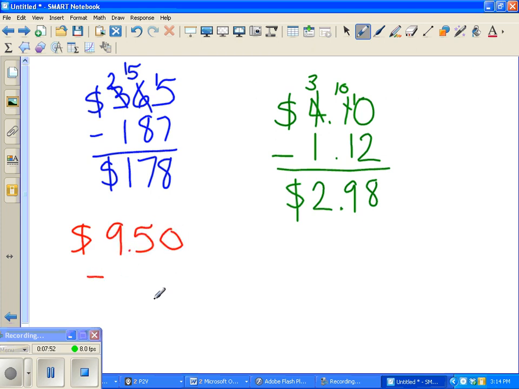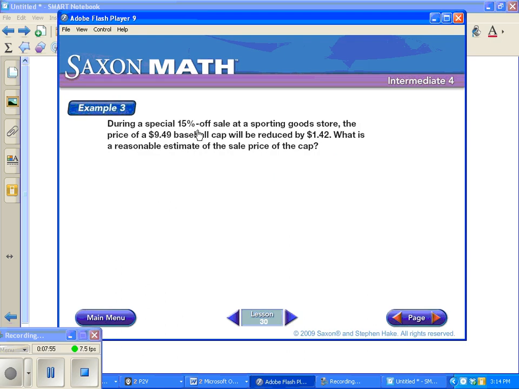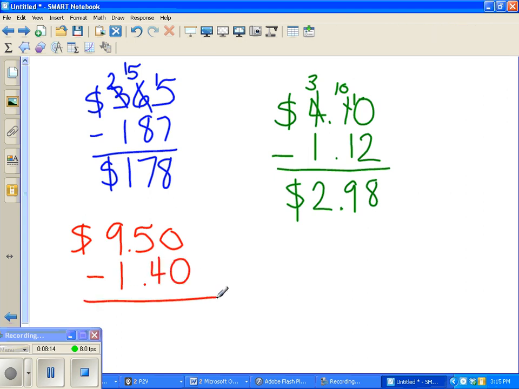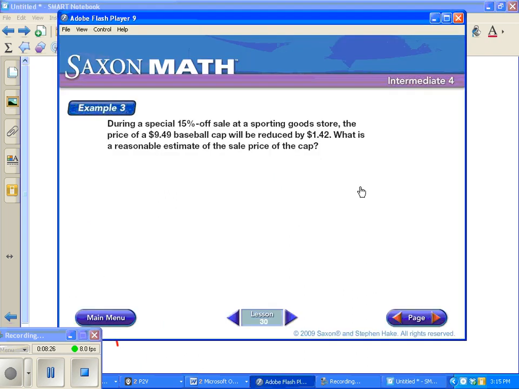And it's going to be reduced. That's what's so cool about sales, you get some money off. And it says $1.42. We could just say that's really close to $1.50. But in this case, I'm just going to say it's close to $1.40. That's a more accurate number, and therefore I'll get a more accurate estimate. 0 minus 0, 0. 5 minus 4, 1. And 9 minus 1, 8. So $8.10 is about what the sale price will be.